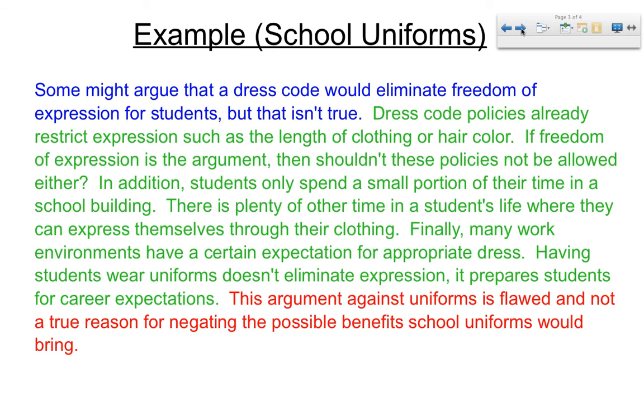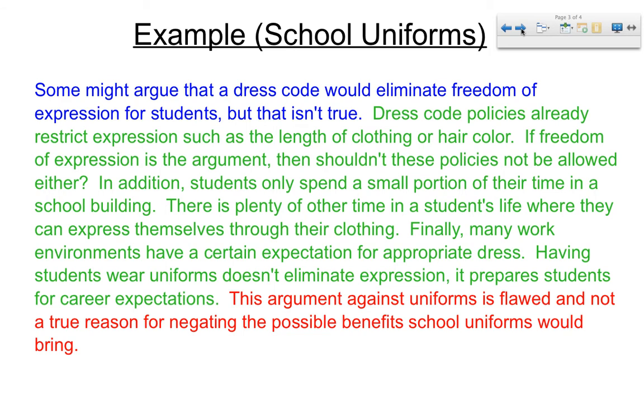So the opening topic sentence: some might argue that a dress code would eliminate freedom of expression for students, but that isn't true. Dress code policies already restrict expression, such as the length of clothing or hair color. If freedom of expression is the argument, then shouldn't these policies not be allowed either? So there's one, you can pause right there, there's one reason. I've stated one reason why this argument is flawed. Now I'm going to go into another rebuttal.